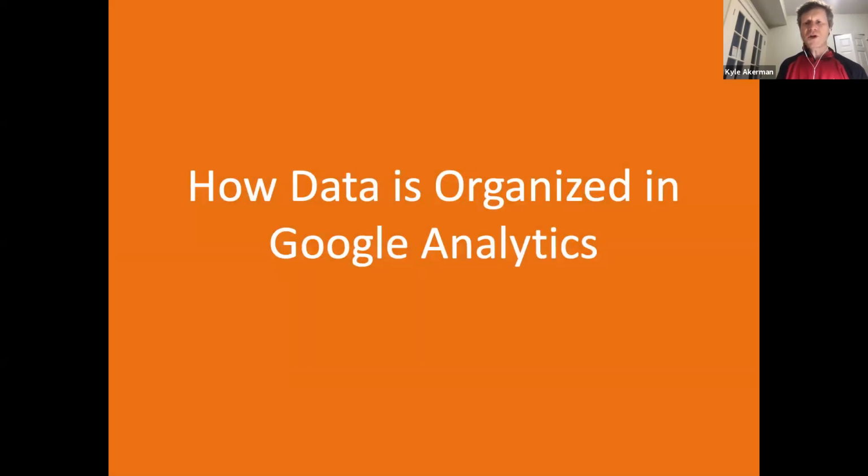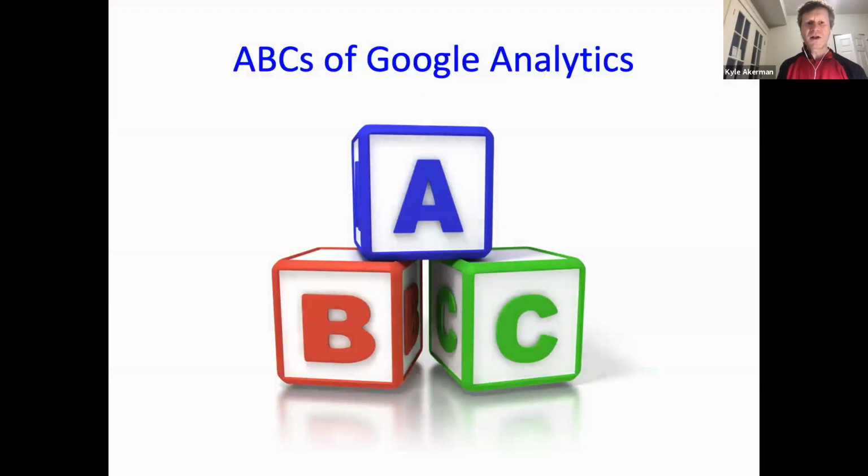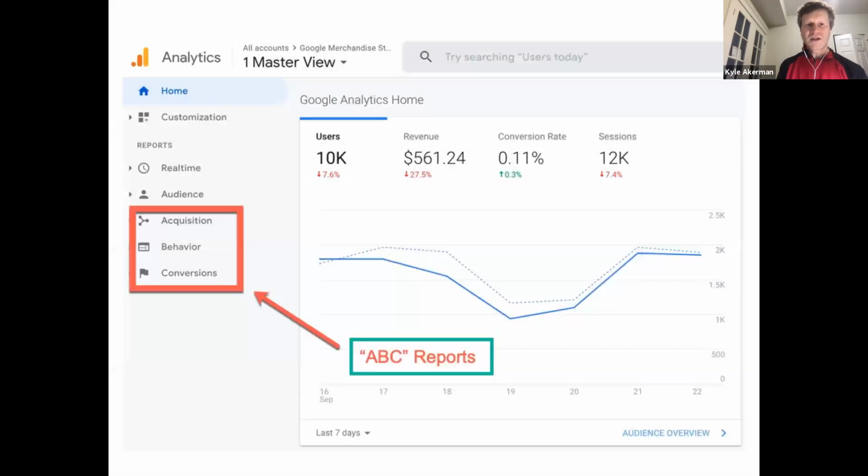The second point before we get into segments is, now that you've got these questions you want answered, you really need to know how the data is organized. It's a pretty simple concept to remember once you've had it explained. Basically, Google uses the ABCs. When you look at your reports, you'll see over on the left 3 ABC reports. It's acquisition, behavior, and conversions. Those are the high-level categories where all the important reports are.